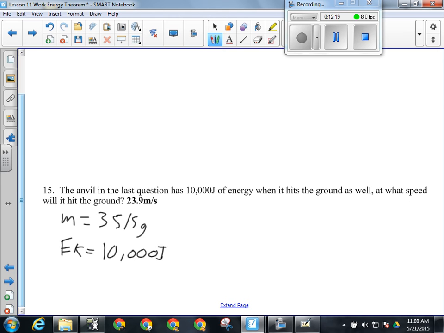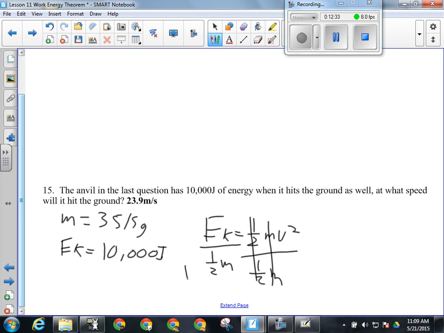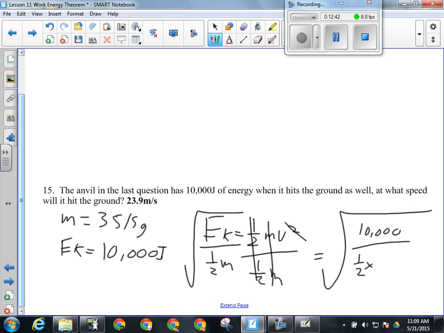What speed will it hit the ground at? Well, EK is the only kind of energy it has, and that equals 1/2 mv squared. So I divide both sides by 1/2 of m, and then what? And then square root. Okay, that'll give me v. So when I plug in my numbers, 10,000 over 1/2 times 35. Okay, so 17.5. All right, and then you square root that, and you should get 23.9 meters per second. Okay, is that making sense? Okay, any other ones? All right, keep going.